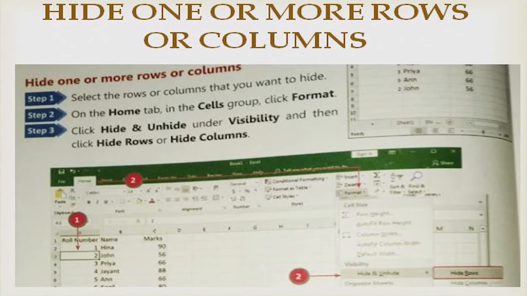Next one is hide one or more rows or columns. To hide one or more rows or columns, first we need to select the rows or columns that you want to hide. On the Home tab in the Cells group, click on Format, and click the Hide and Unhide options under Visibility, and then click Hide Rows or Hide Columns. Let us have a look at the video. You can do it in the second method also by using right click and choosing the Hide option. Let us have a look at a small video.